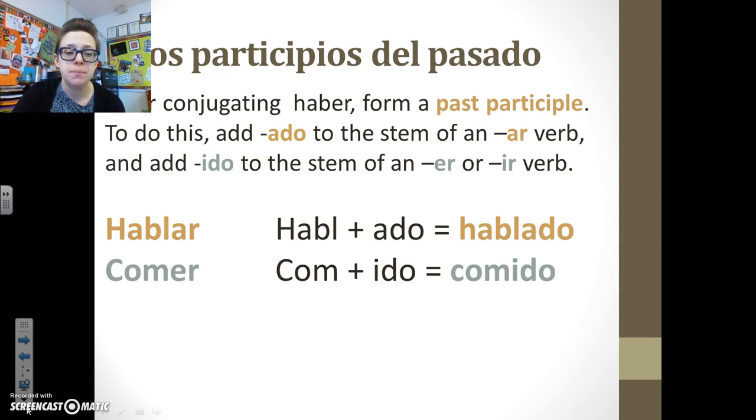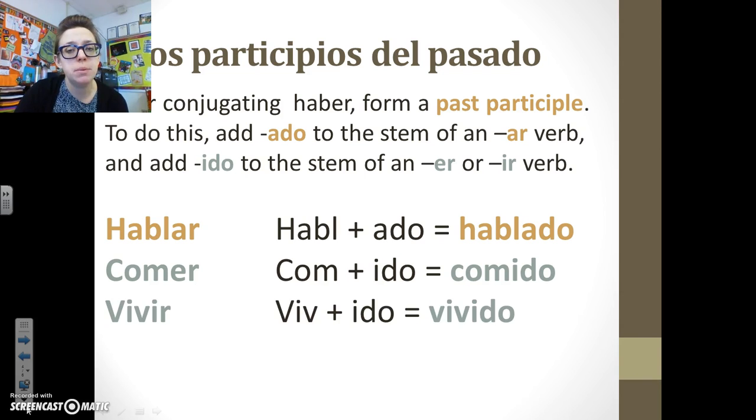Comer is an ER verb. Whenever I take the ER off, I'm left with com. So that's my stem. Since it's an ER verb, I'm going to add ido, and then that participle becomes comido.